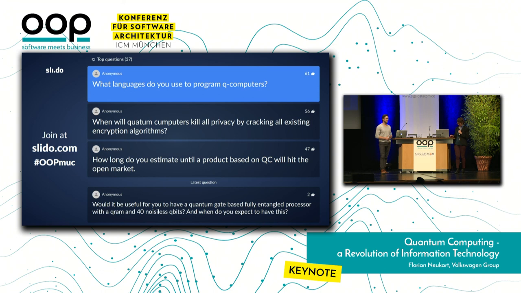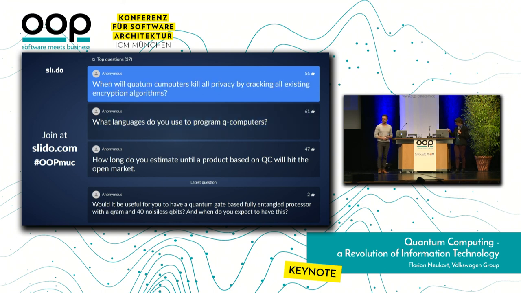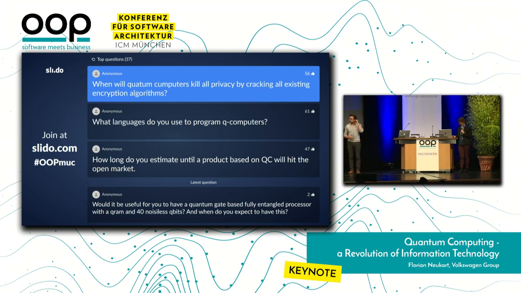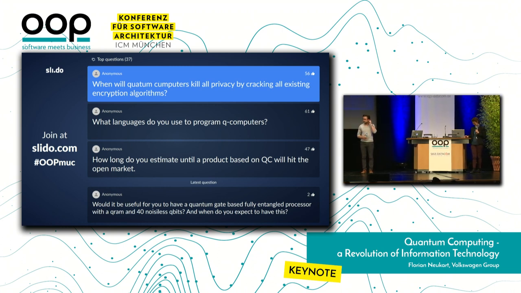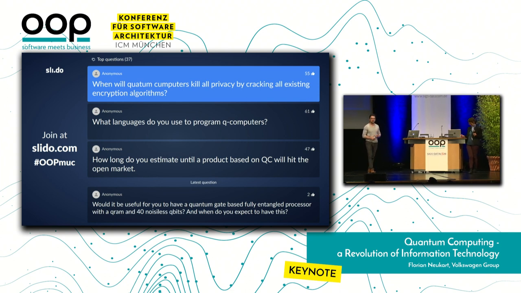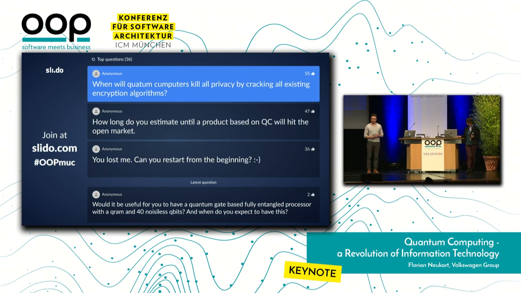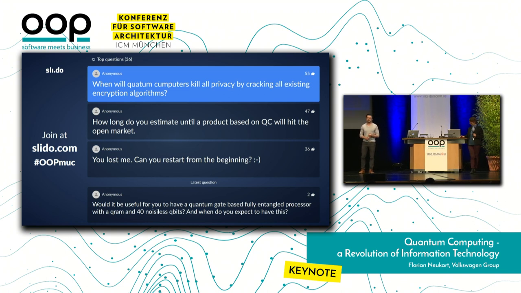The next question, which is kind of critical: when will quantum computers kill all privacy by cracking all existing encryption algorithms? No. But we still have to think, or already have to think about it today. That's also an area that we're active in. Right now, we don't have quantum computers that can do this. You know Shor's algorithm, for example, that you can use to do prime number factorization, which would mean that you can crack RSA.